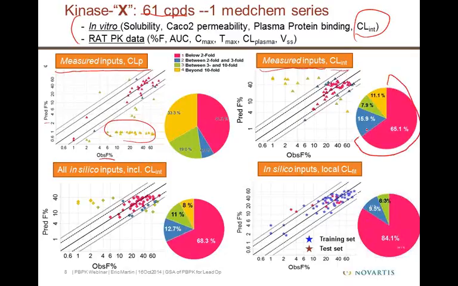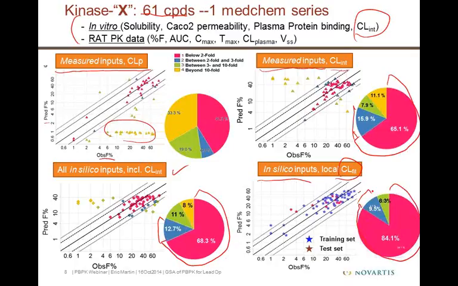65% of the compounds were predicted within a factor of 2, and about 80% were predicted within a factor of 3. We then used all in silico inputs from global QSAR models, including the intrinsic clearance, and there we found that we actually got quite similar results, 68% within a factor of 2 and about 80% within a factor of 3. And finally, we used in silico inputs from global QSAR models, plus again did the fitting of the systemic clearance. And in that case, we got remarkably good results. Now 85% are within a factor of 2, and almost 95% are within a factor of 3.